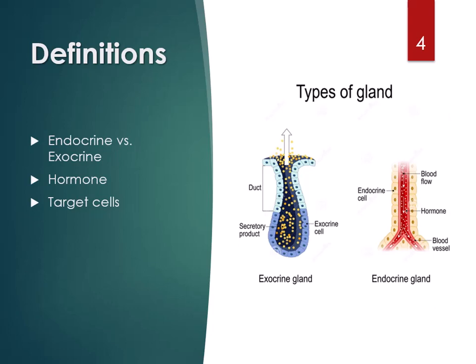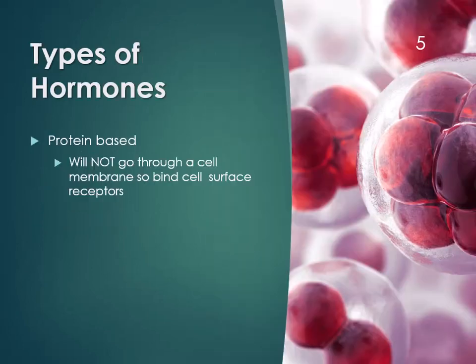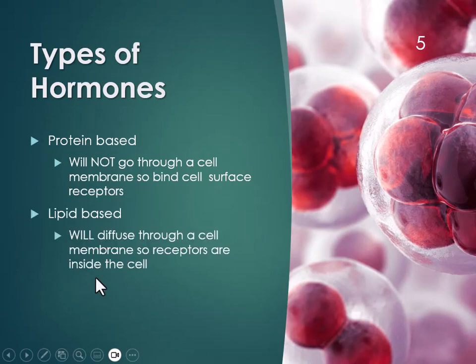Target cells have a receptor for that hormone. Okay, so in order to be a target for a hormone, you have to have a receptor for that hormone. Some cells have receptors for lots of different hormones, and some cells only have receptors for one. Hormone receptors are proteins. They are either located on the cell surface or internally, depending on the type of hormone it binds. So there's two major types of hormones, protein-based and lipid-based.